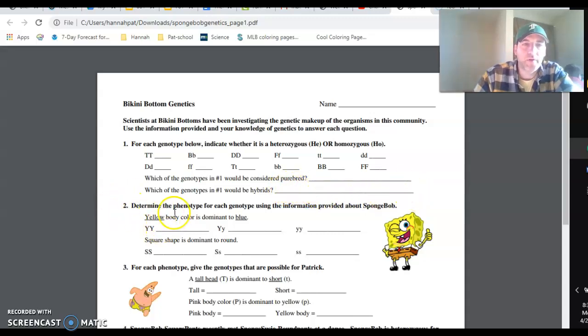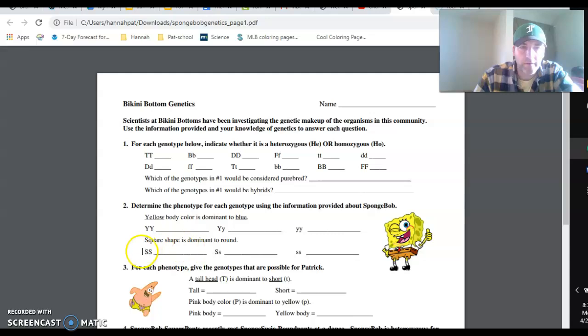In section 2, you're going to write the phenotype for each genotype. So you're going to write what color would show up if SpongeBob had these letters in his genotype. So if he had 2 capital Y's, and it tells you in the question that yellow is dominant over blue, there are 2 capital Y's, he would be yellow. If he had a capital Y and a lowercase y, he would also be yellow because he has one of the dominant forms of the allele, which is that capital Y. If he had 2 lowercase y's, then he would be blue for his body color because he has 2 lowercase letters which represent the recessive form of that gene.